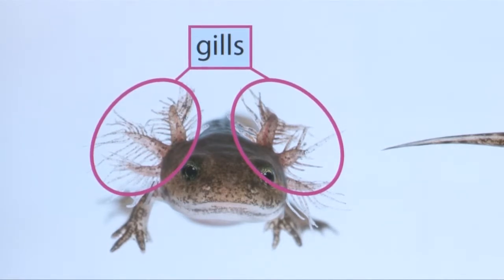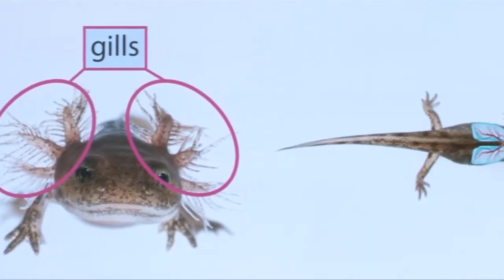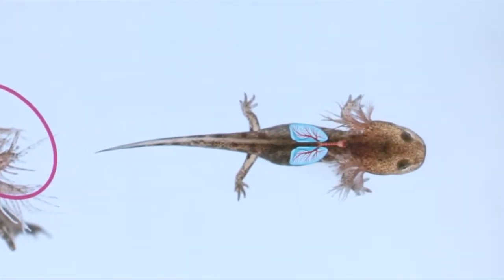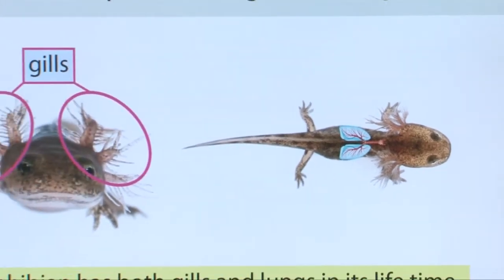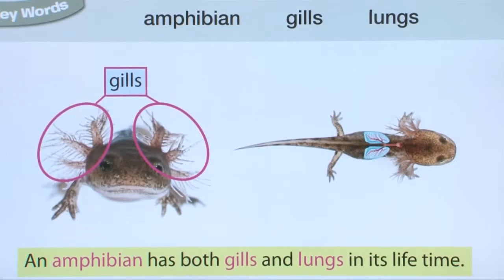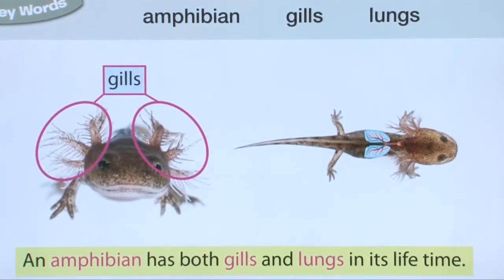Now, a baby frog doesn't have gills like this. It has very flat gills on its sides. When a salamander grows up, it starts to develop these little blue things we see here. Those things are lungs. Lungs are the organ, the part of the body that helps us breathe air. We have lungs too. That's how we breathe. Okay, let's look at our example sentence. An amphibian has both gills and lungs in its lifetime. Yes, so sometimes they don't have it throughout their lives and they eventually lose their gills.